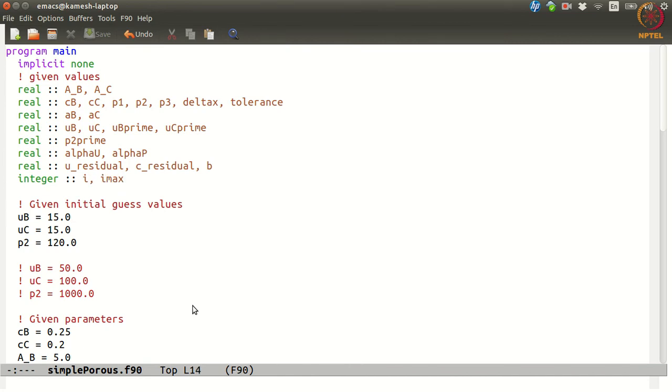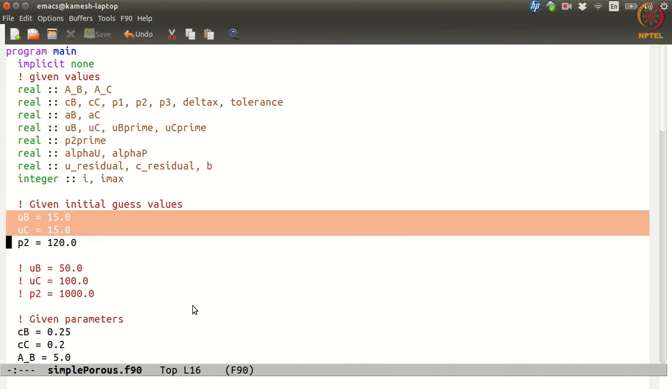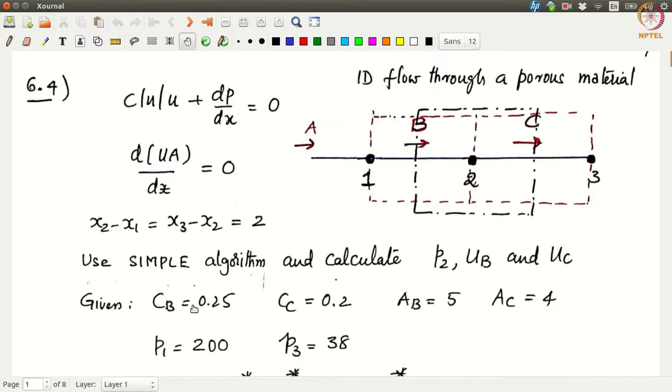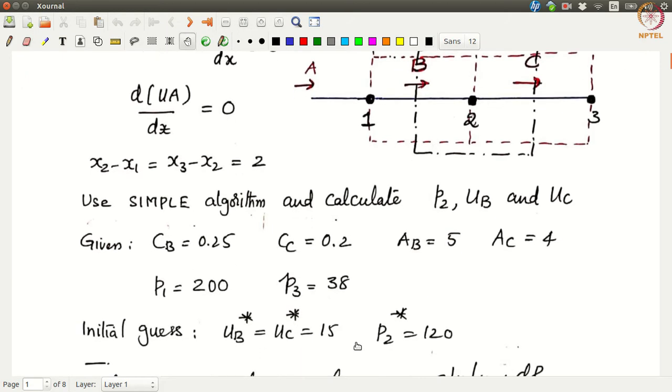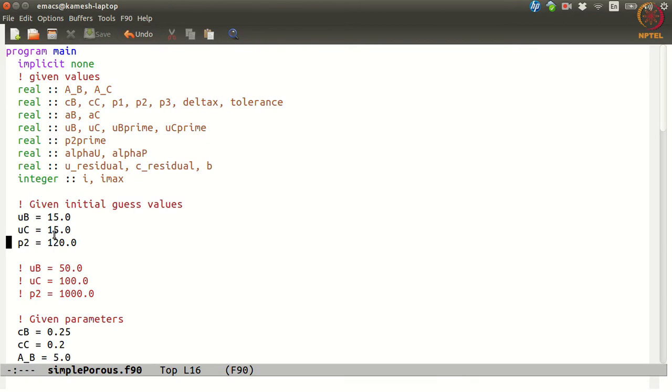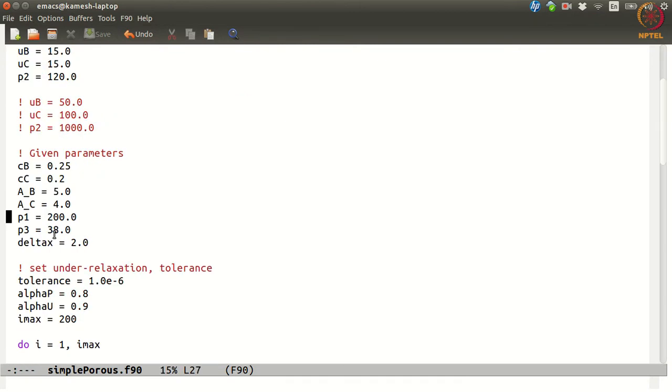Okay, so what is given to us? The initial guess was given as UB equals 15, UC equals 15, and pressure equals 120. That's what was given, so we initialize to that. We have another set here which we will try later, and anything after an exclamation mark here is a comment, so you don't have to worry about that.